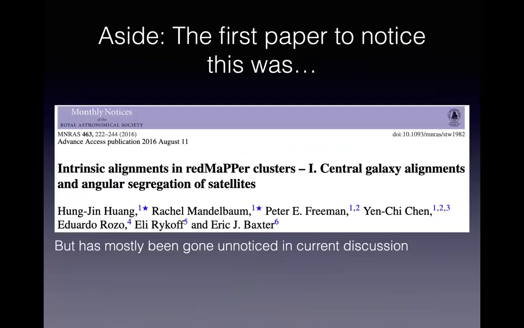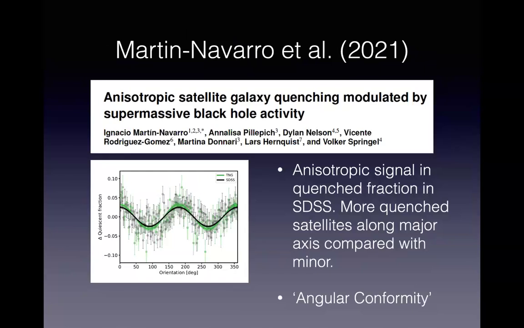This wasn't actually the first paper to notice this in terms of the quenching fraction. Another paper in 2016 did this and called it angular segregation. But this paper has mostly been unnoticed in the current discussion. It was a brief part of this paper, and other people had noticed there were more galaxies along the plane of the central galaxy as well before now in clusters. So this isn't a brand new result, but the interpretation that Martin Navarro came up with is certainly new compared to what anyone had done before.